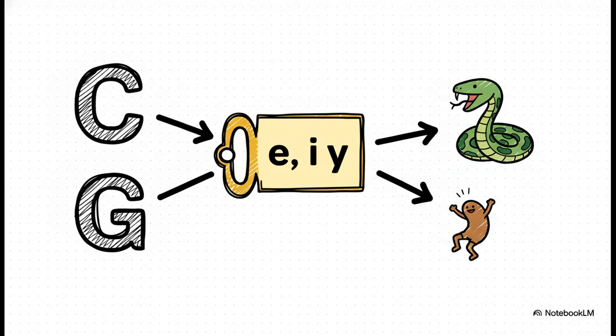And you know what? The same if-then logic works for the letters C and G. If they're followed by an E, I, or Y, they usually soften their sound. So C becomes S, like in scent, and G often becomes J, as in germ. The key is just to look at the very next letter.